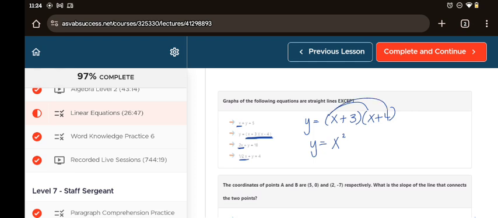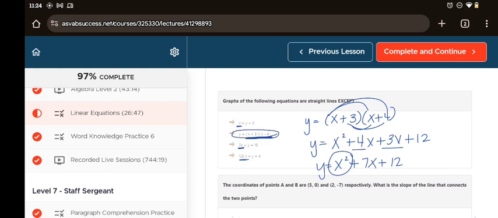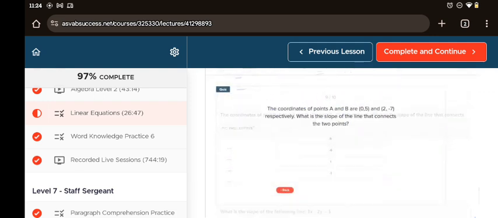We multiply first times first, x squared. Outer, positive 4x. Inner, positive 3x. And last, positive 12. 4x plus 3x is 7x, positive 12. And we have our y equals. Here, we have an exponent, which tells us that this is not the graph of a straight line. Okay? That's it. I hope this is making sense.